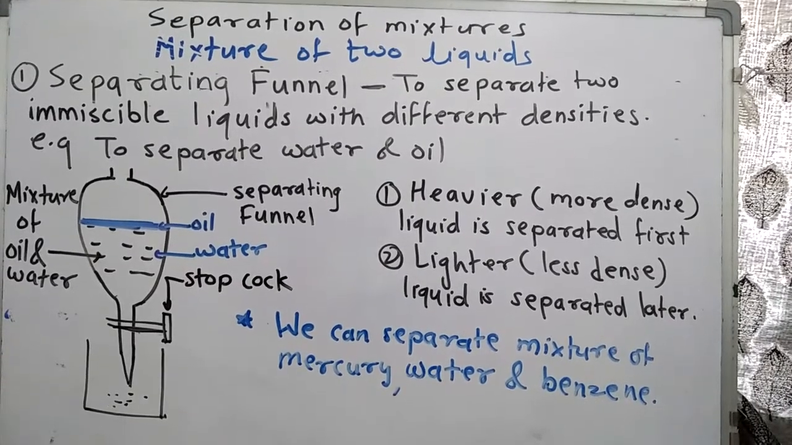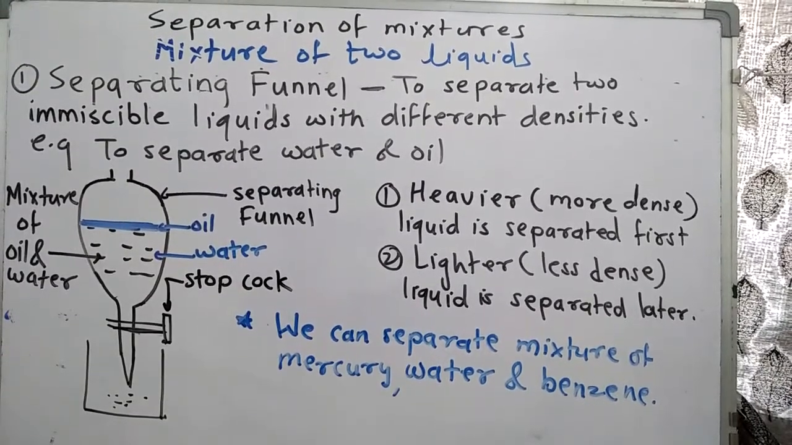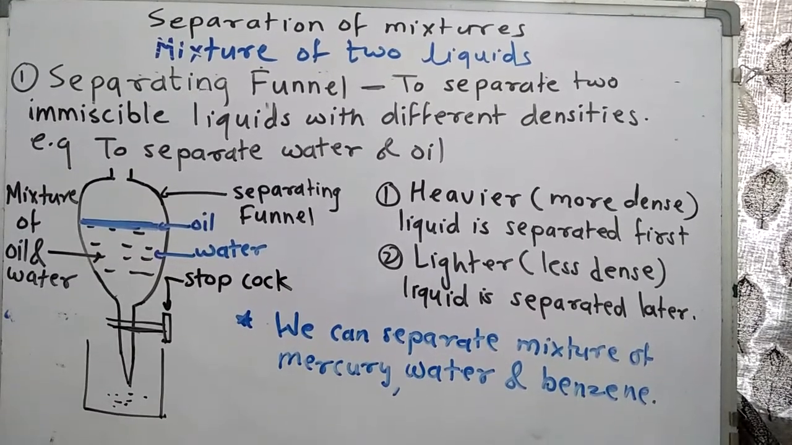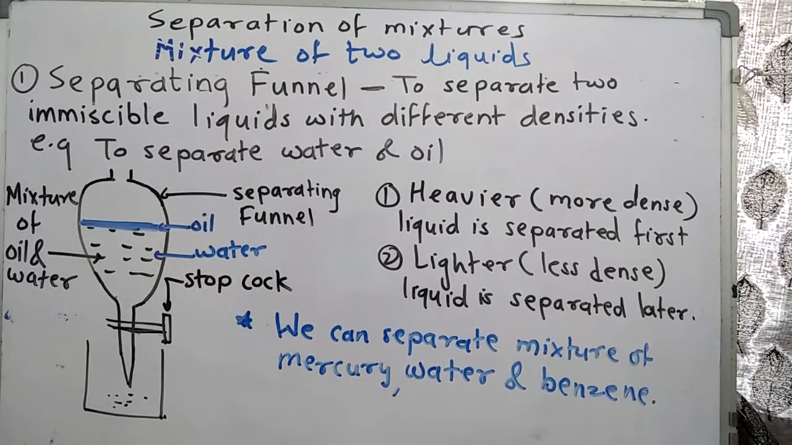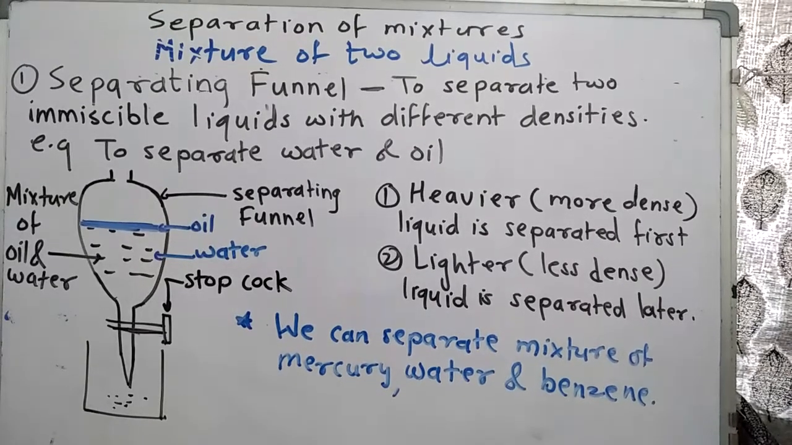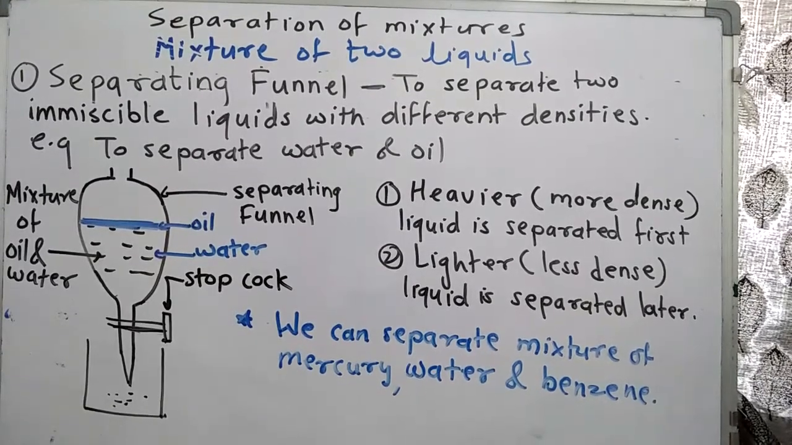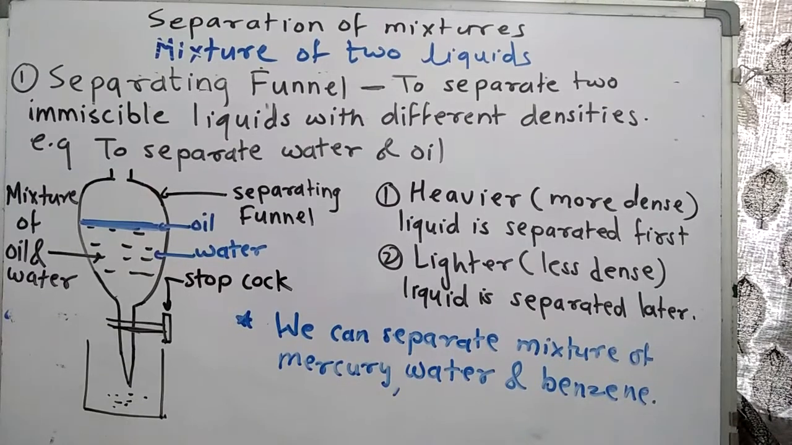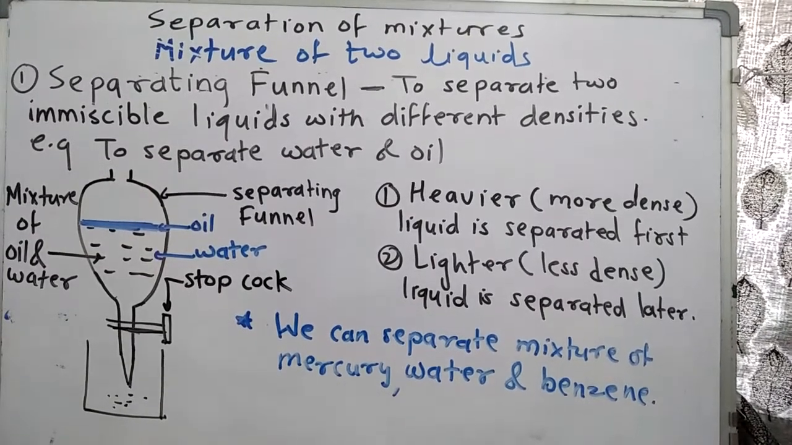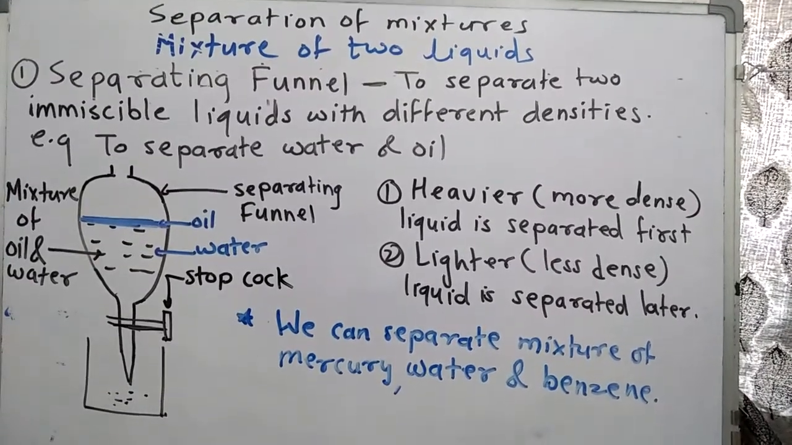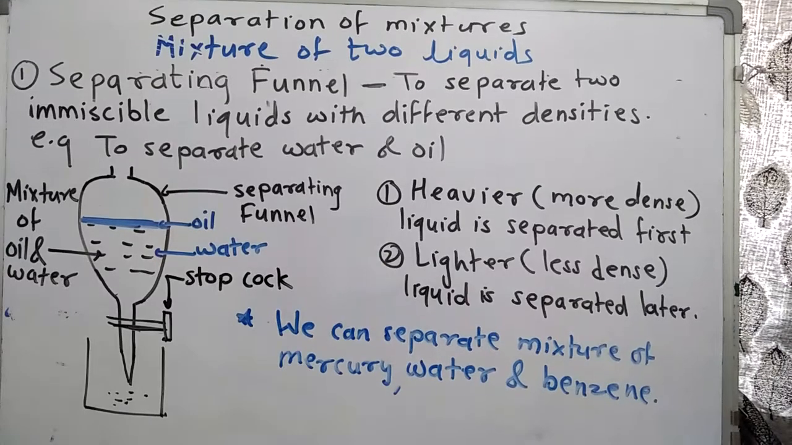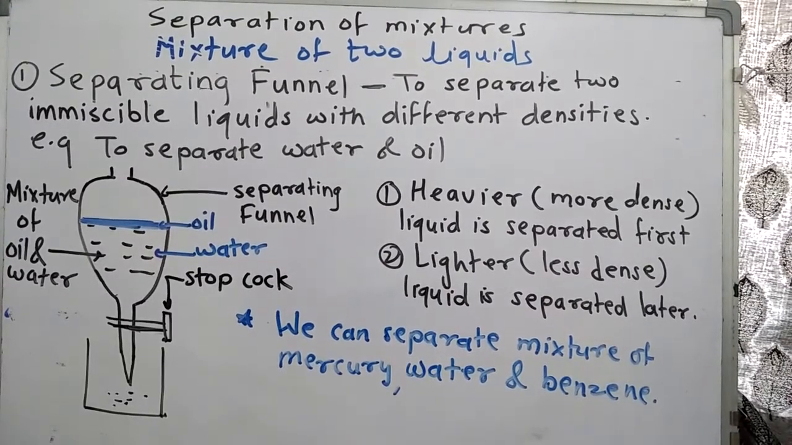So for this method we have an apparatus called the separating funnel, and in this apparatus we fill the mixture of oil and water. So water is heavier, so it is at the bottom, and oil is lighter, so it floats, and we have a stopcock. So we fill the mixture in this separating funnel and we turn on the stopcock. When we turn on the stopcock, all the water will first come down into the beaker. When all the water comes down into the beaker, we turn off the stopcock. So oil will remain in the separating funnel and water will come down into the beaker.